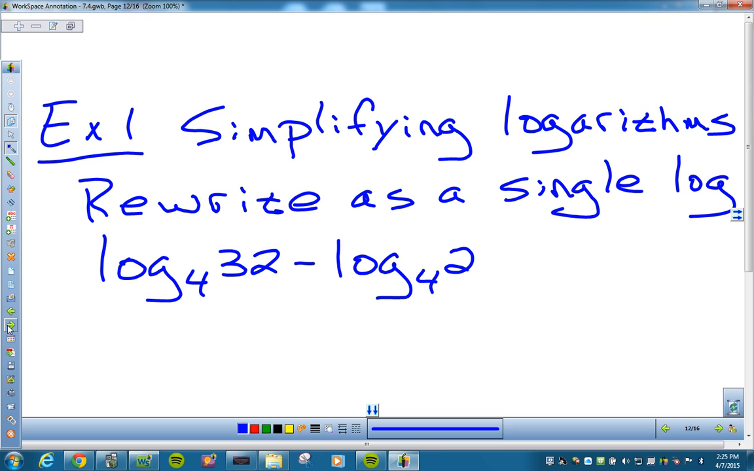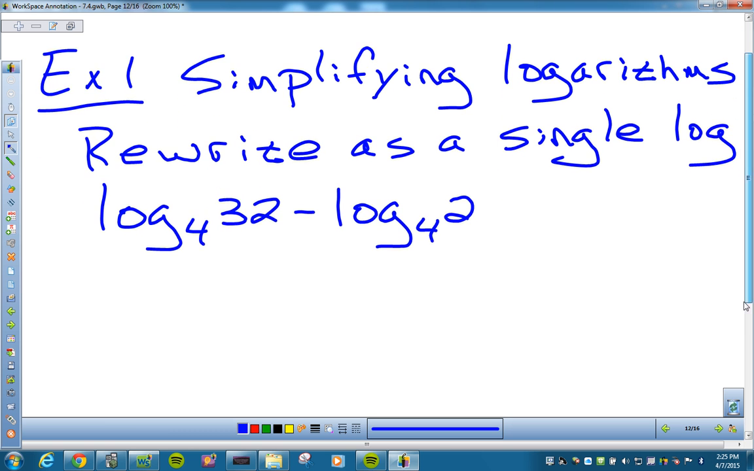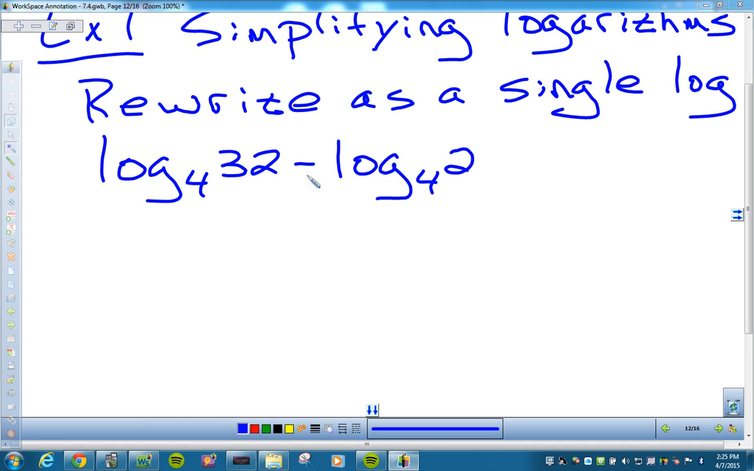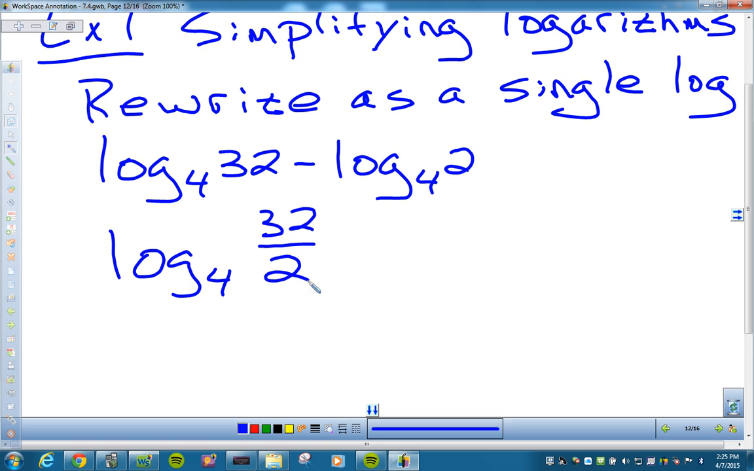Okay, so if I have a minus right here, which property do I use? Quotient property, right? Division, same difference. So this minus makes a quotient. So here's how you do it. You have log base 4 of 32 over 2. I'm going to divide the 32 by 2. So I have log base 4 of 16.